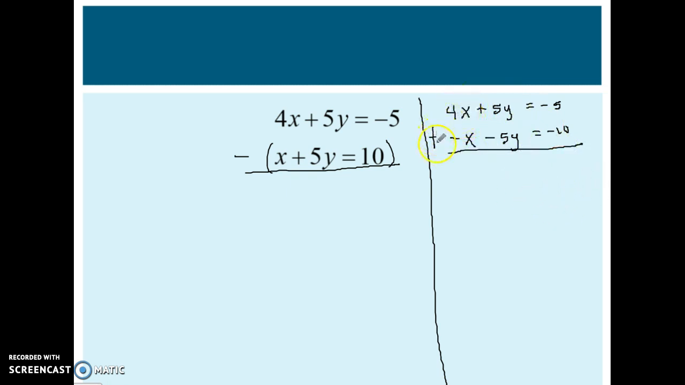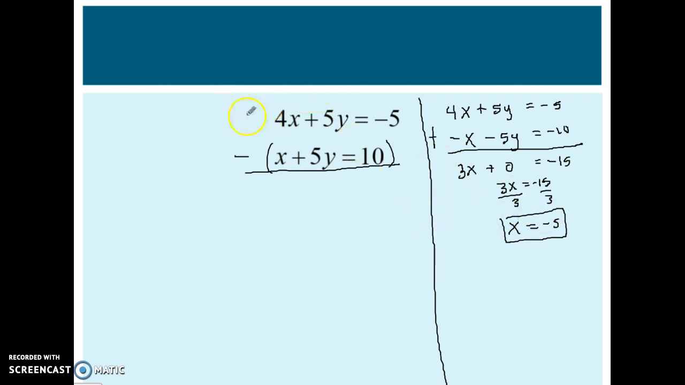So 4x plus a negative x is 3x. 5y plus a negative 5y is 0. And negative 5 plus negative 10 is negative 15. So our equation is 3x equals negative 15. Dividing by 3 on both sides, we get x to equal a negative 5.